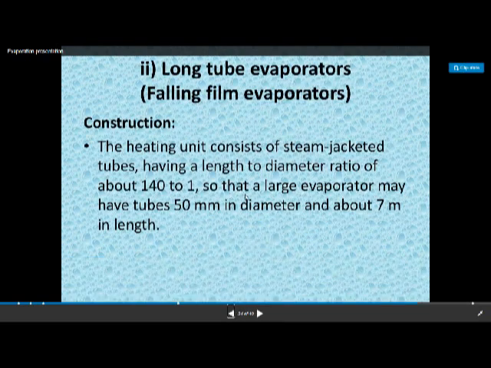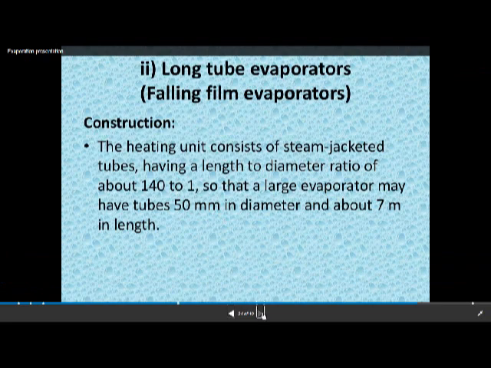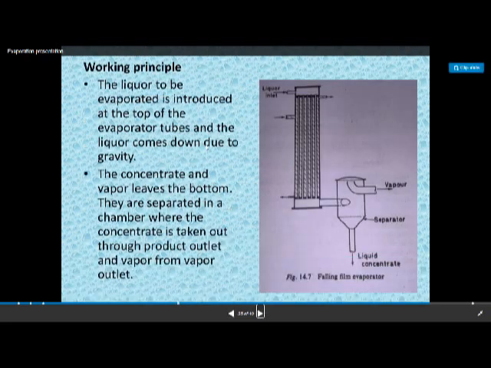Again, the length to diameter ratio is about 140:1. So in a large evaporator, if the tubes have a 50 millimeter diameter, then the length of the tube is 7 meters. This is the construction of this evaporator.